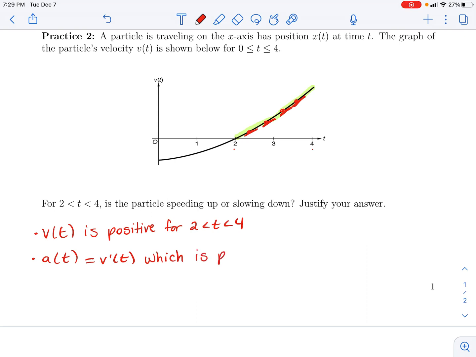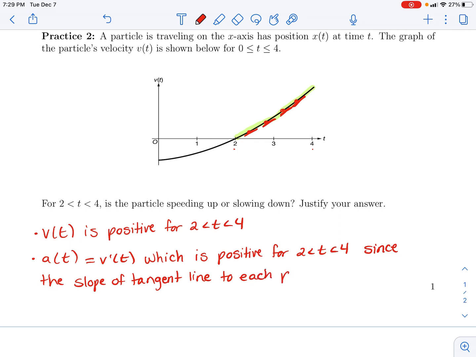which is positive for t between 2 and 4, since the slope of the tangent line to each point on the interval 2 to 4 is positive.